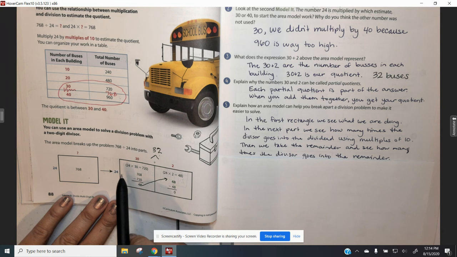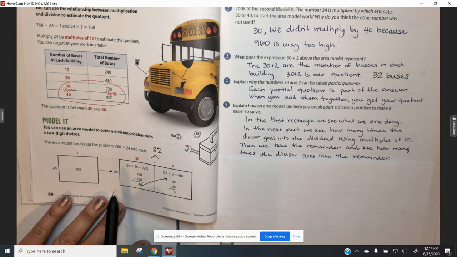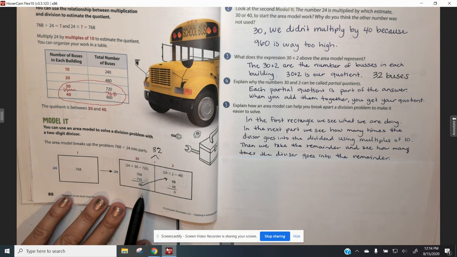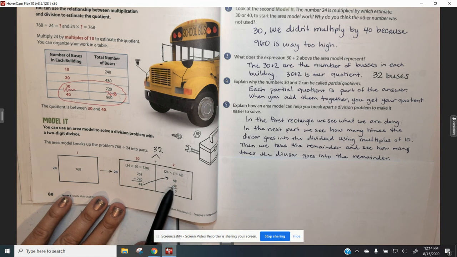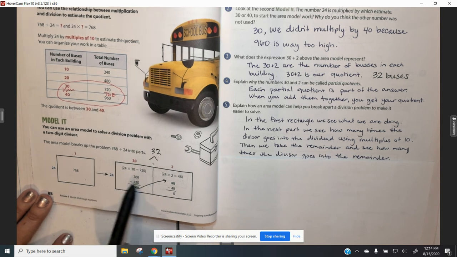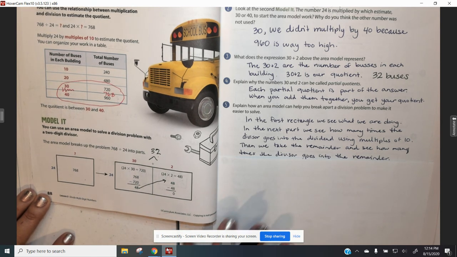In this part, instead of trying to find out immediately how many times 24 goes into 768 exactly, we're going to use a number that we know. So 24 times 30 is 720 using our multiples of 10 chart. And then we take our remainder and put it into the next. And then this number over here is much easier for us to do because we know that 24 plus 24 is 48, so we can do that here. So the idea is that it's taking the problem and breaking it up into easier parts.